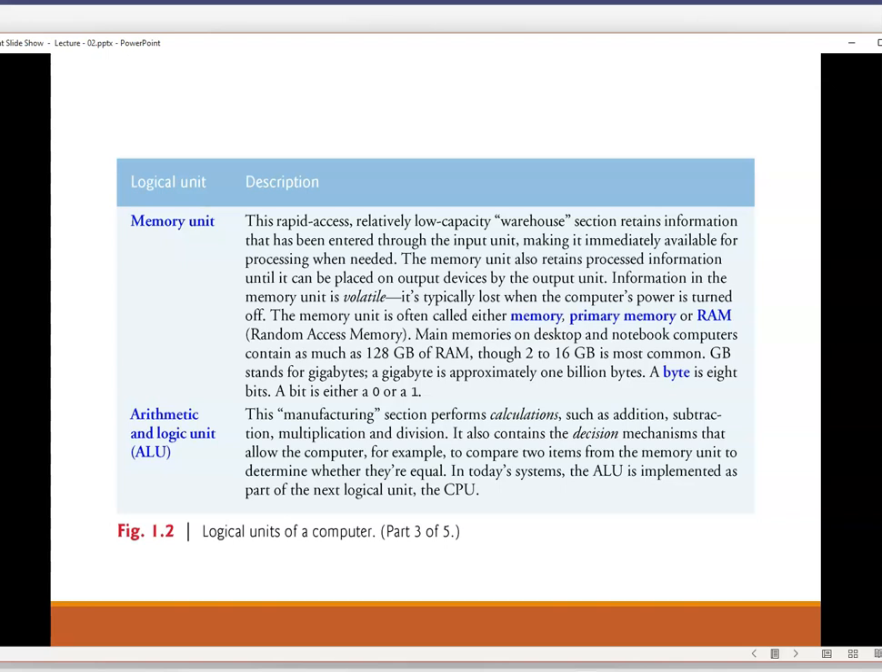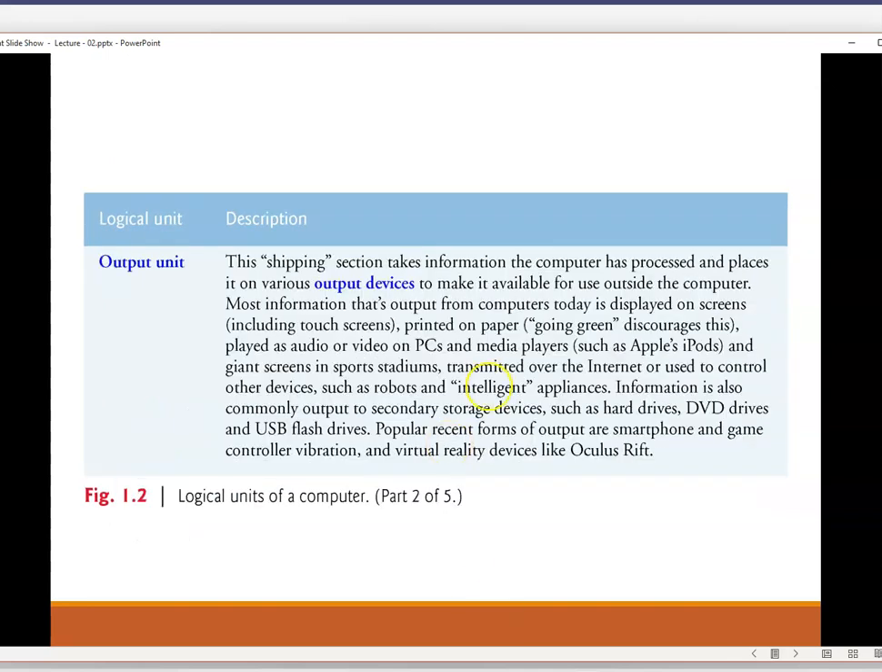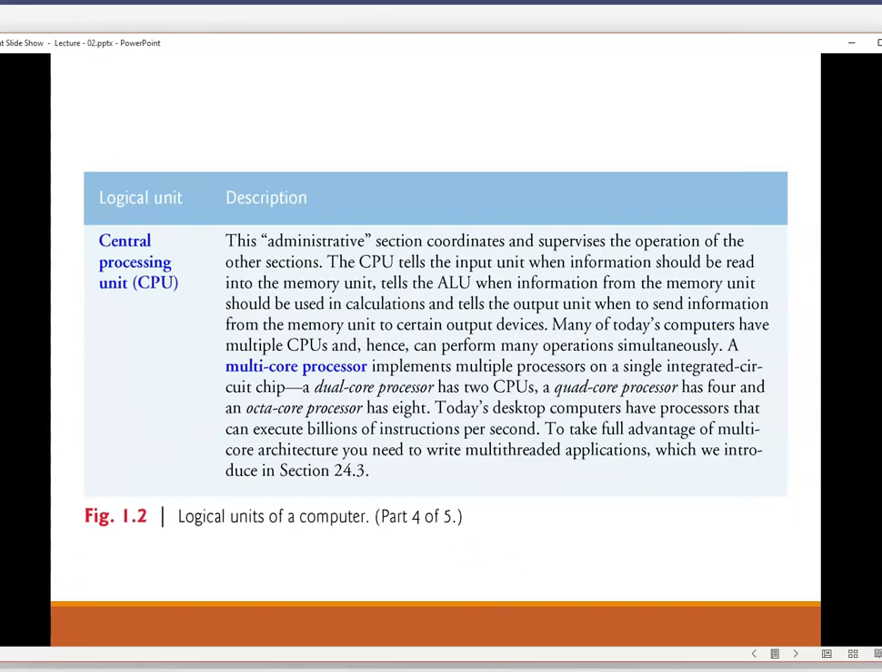The ALU is the heart of the computer. It performs calculations such as addition and subtraction. It also contains decision mechanisms, for example, comparing items. The ALU is implemented as part of the CPU these days. The CPU is the overall controller of the entire computer. It tells the input unit when information should be read, tells the arithmetic logic unit what information should be used in calculations, and it tells the output unit what should be done. Now, many of today's computers, including your phones, have multiple cores. In other words, essentially multiple CPUs.